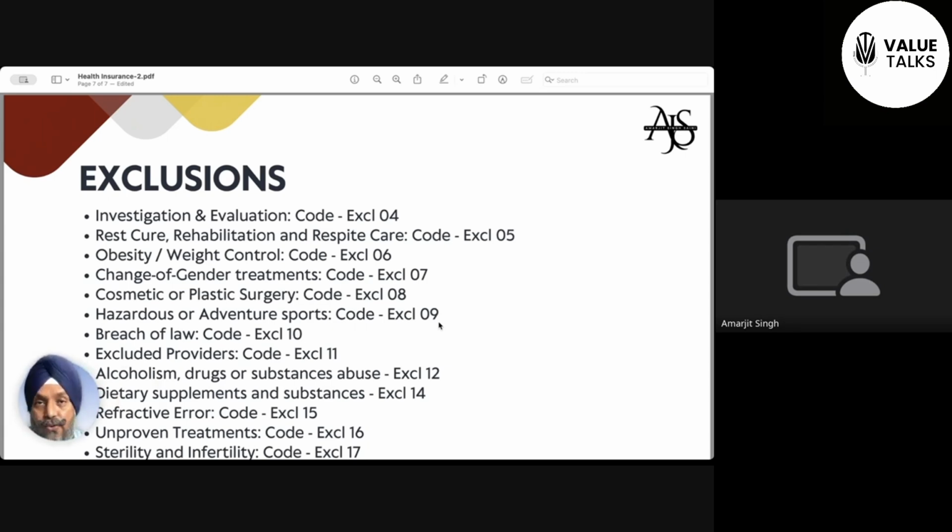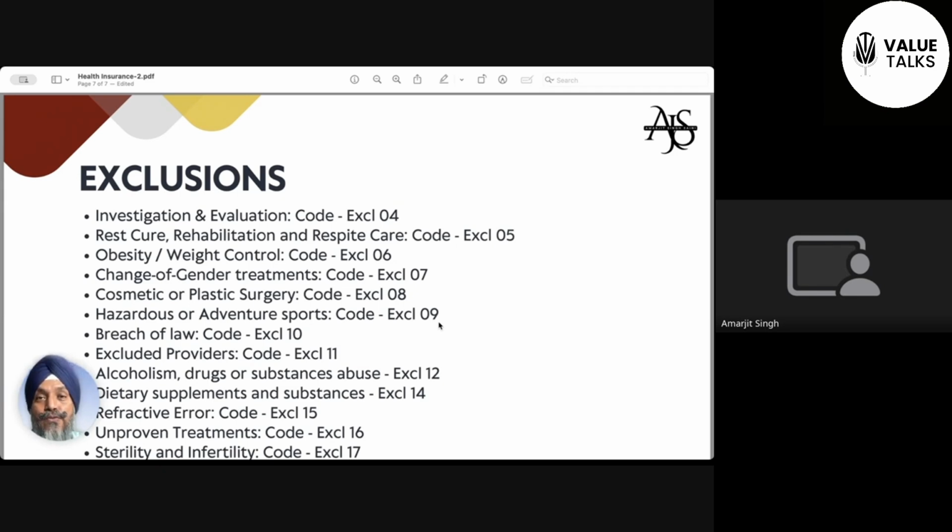Then excluded providers. This is a very, very important part which we need to understand. IRDA allows insurance companies to blacklist hospitals based on fraud, etc. So usually companies have to publish the list of excluded providers. This list should be published on their website and also with the policy. But the list coming with the policy is not sufficient because this keeps changing. Sometimes there is an addition, sometimes a deletion. So the company's website list of excluded providers is the most authentic list.